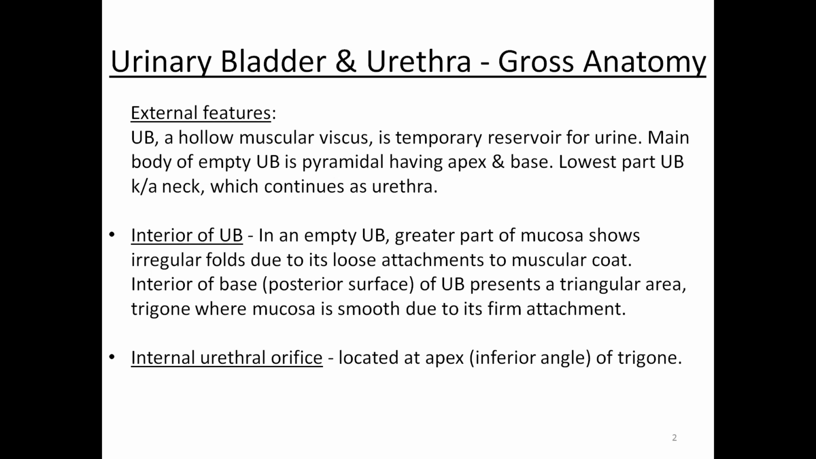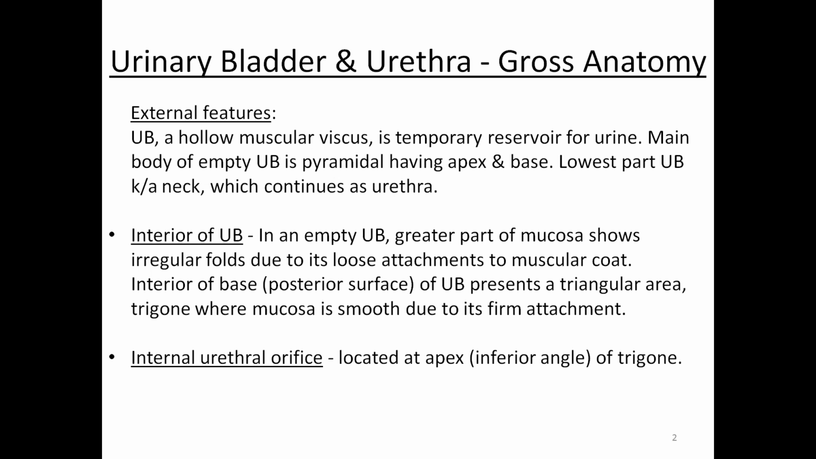So first, their gross anatomy. The urinary bladder is a hollow muscular viscus, and we know that it's a temporary reservoir for urine. So the main body of an empty urinary bladder is pyramidal, having an apex and a base, and the lowest part of the bladder is called the neck, which further continues down as the urethra.